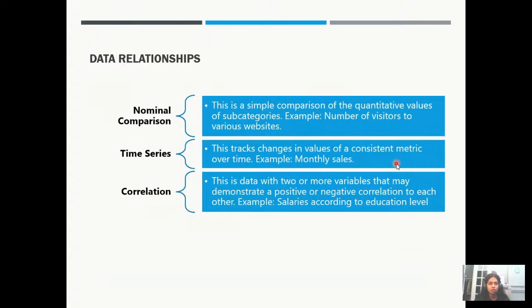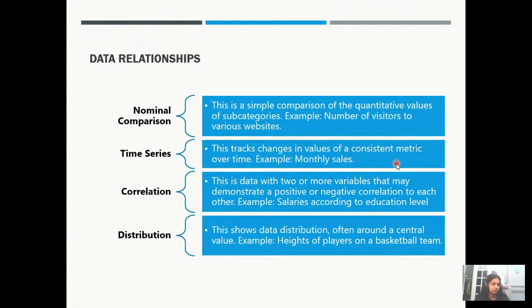This is data with two or more variables that may demonstrate a positive or negative correlation. In our case, we saw a positive correlation, which means when one value increases, the other value also increases. Negative correlation is when one value decreases, the other value increases. Salaries according to education level is a positive relationship. Distribution shows how data is distributed around a central value like mean, median, or mode. Height of players in a basketball team, for example.